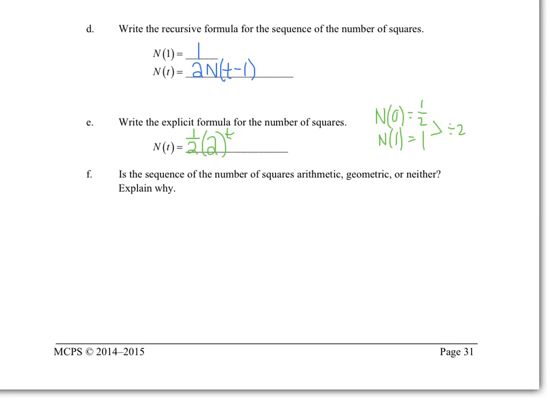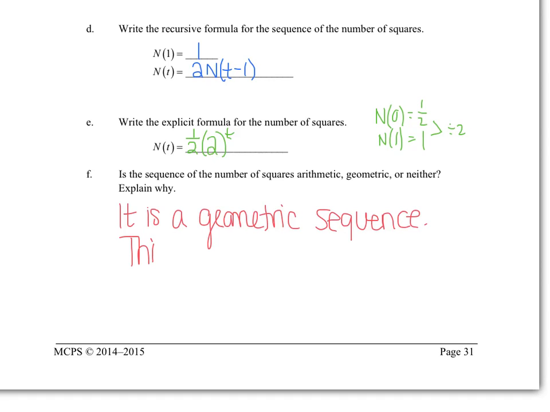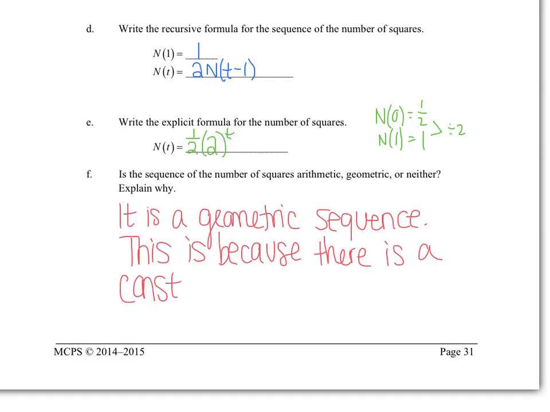Finally, Part F is the sequence of the number of squares arithmetic, geometric, or neither. Explain why. It is a geometric sequence. And this is because there is a constant ratio of 2. So it is a geometric sequence because there's a constant ratio of 2.